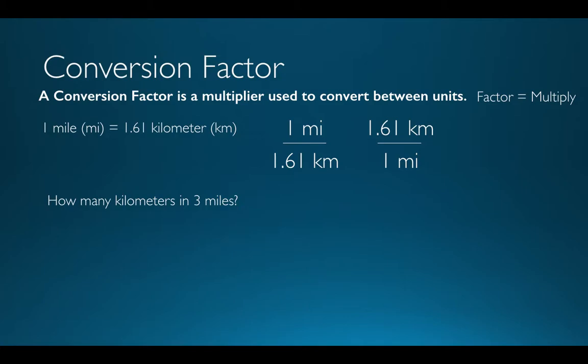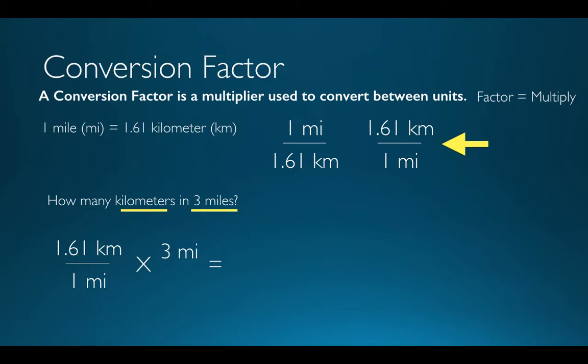I'm trying to find kilometers in terms of miles. Well, I'm going to use the second one because that one is written kilometers to miles. And my question says, how many kilometers in 3 miles? So we're going to start off with that ratio, 1.61 kilometers to 1 mile. Now here's where it gets a little tricky. I'm going to take that ratio and multiply it by 3 miles, because I'm trying to find out how many kilometers there are in 3 miles.